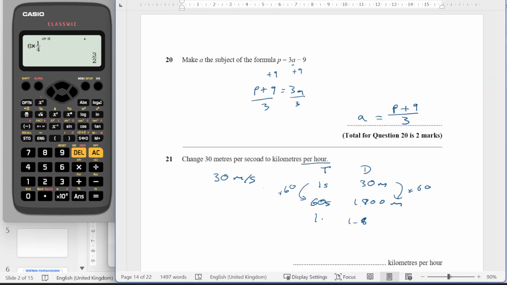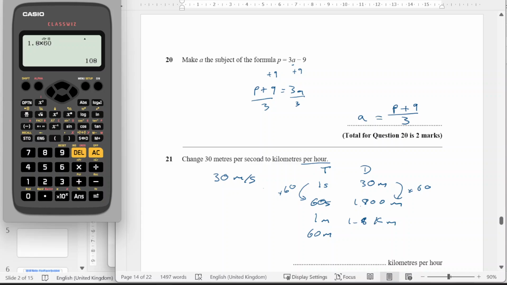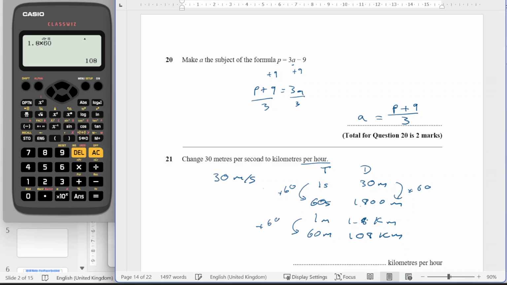Not a massive one. So here, 60 seconds isn't an hour, 60 seconds is a minute. So she travels 1.8 kilometers in 1 minute. So in 60 minutes, I just need to times that by 60. So 1.8 times by 60 gives me 108 kilometers. So 108 kilometers per hour. And I find that kind of ratio table quite a nice way to do that. The newish way that I've looked at it.